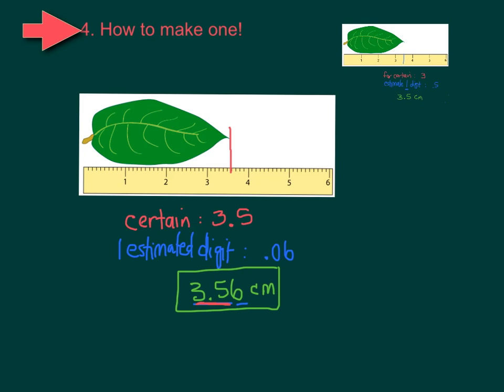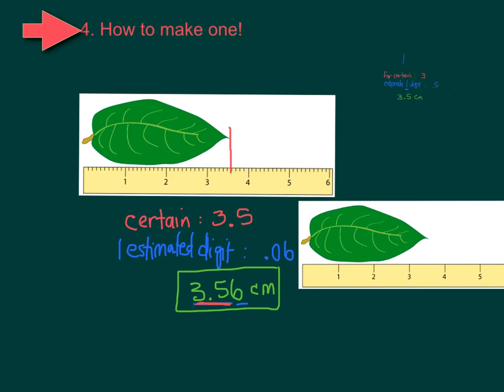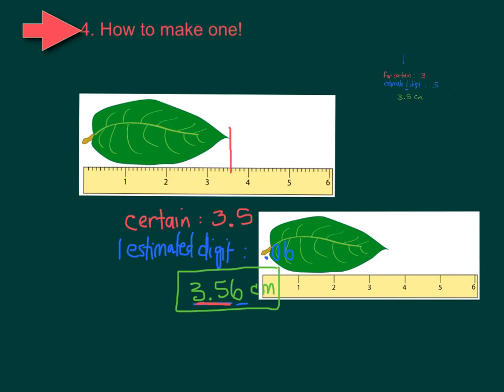By the way, given the choice of these 2 tools, which one would you choose? I would think that you would choose this tool right here, because you get more certain digits and less estimated, and there's less error, I guess, because you've got more certain digits.